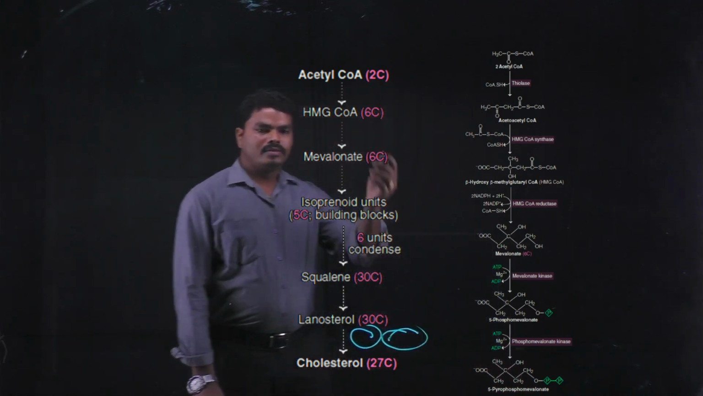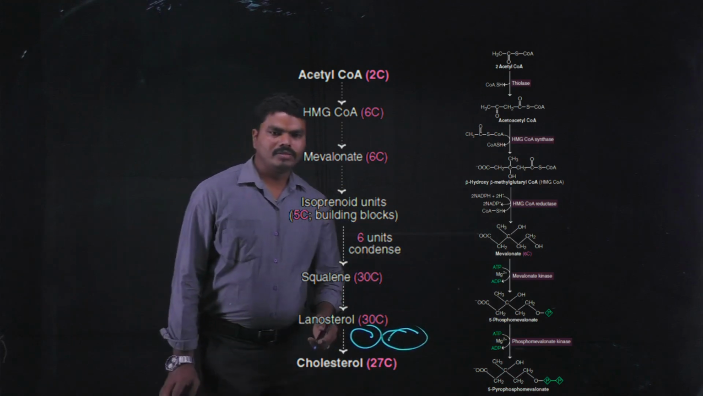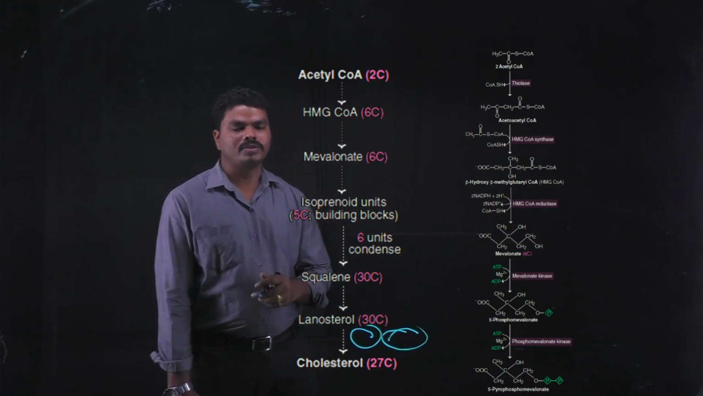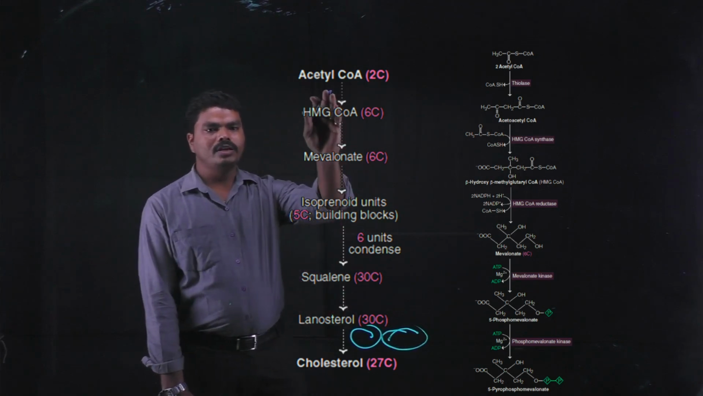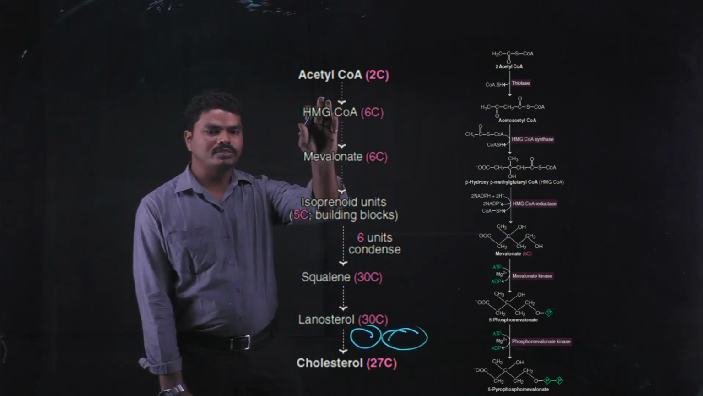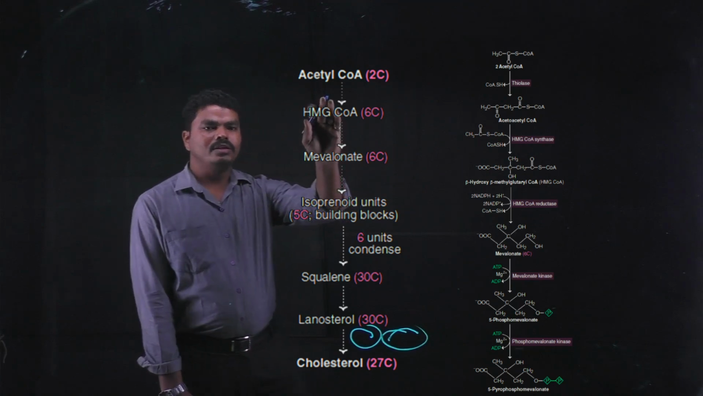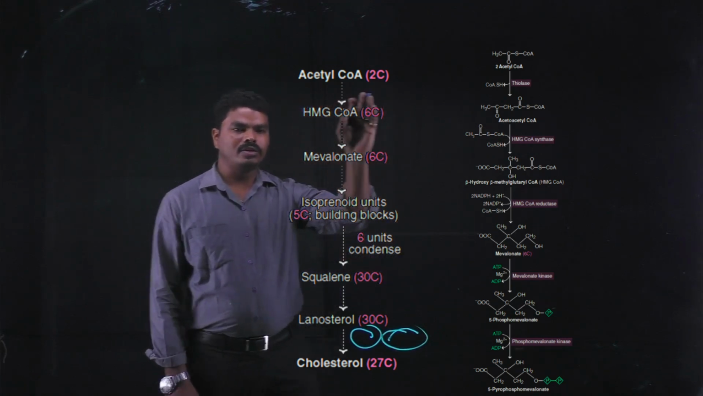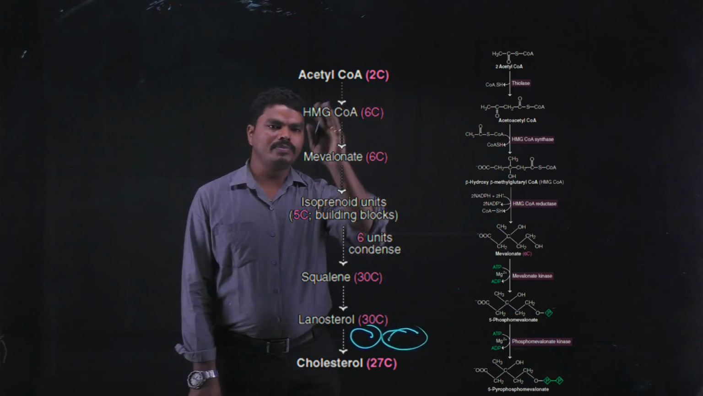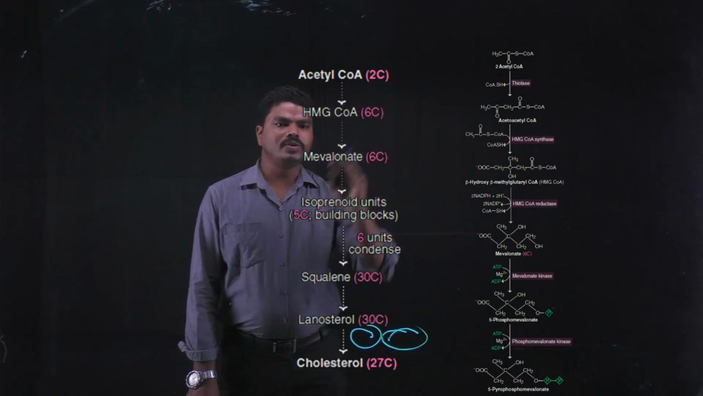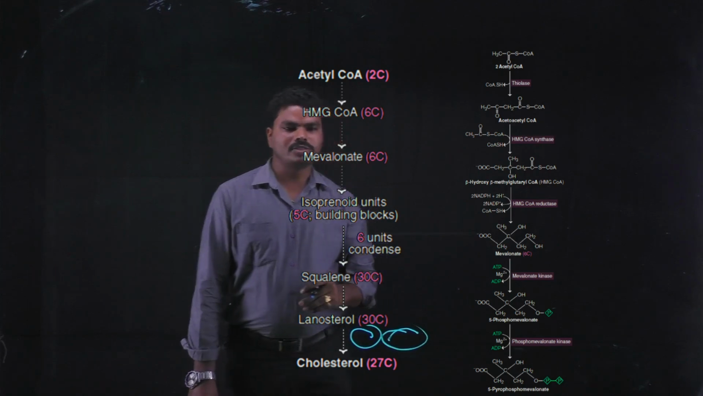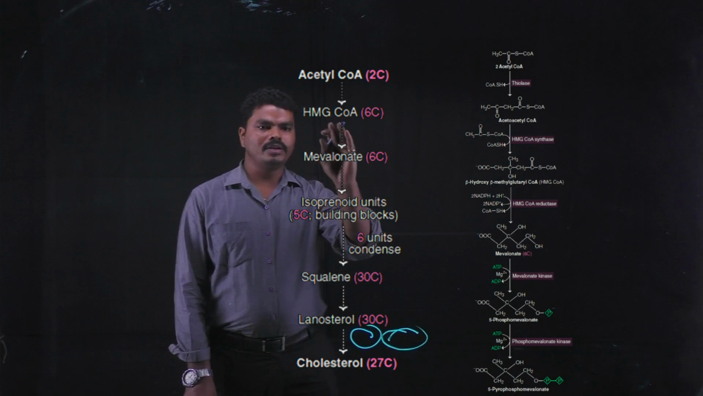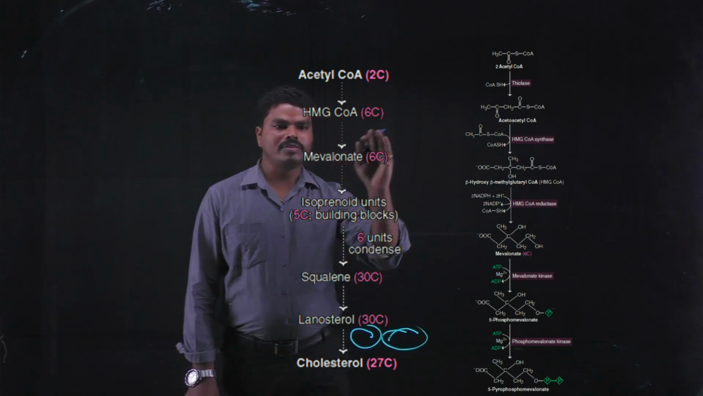And here we can see the brief flow of cholesterol biosynthesis. It starts from acetyl CoA, which consists of 2 carbons, and it will be converted to HMG CoA. That is the first step involved in the biosynthesis of cholesterol. HMG CoA has 6 carbons.